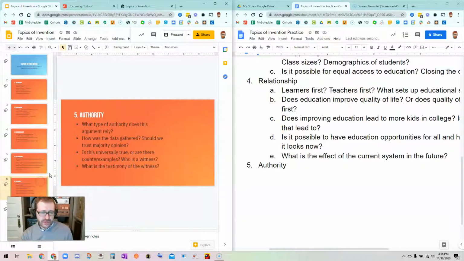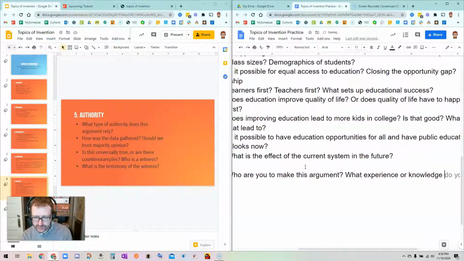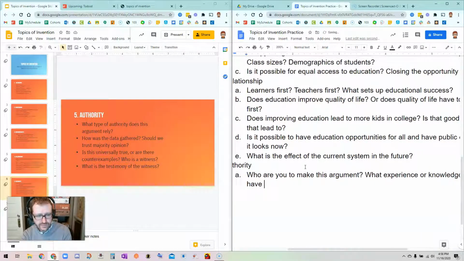And finally, authority. And this is probably one of the hardest, which is really about where does your argument come from? So in order to make an argument, you need to be coming from sort of a position of authority. Who are you to say this? What gives you the position to say this? So how do you know what you know? So who are you to make this argument? What experience or knowledge do you have to back up your ideas?